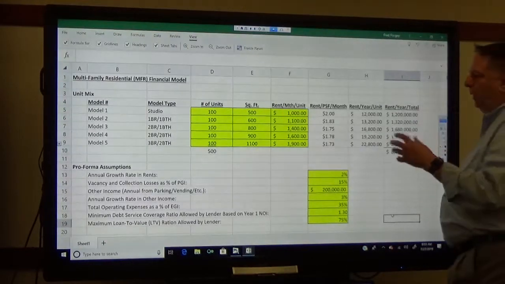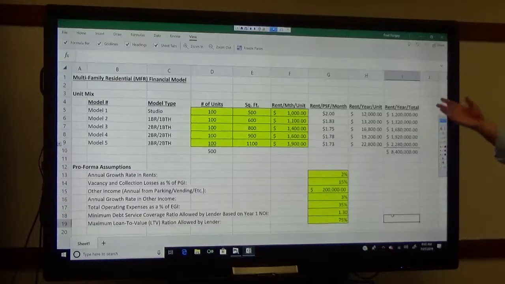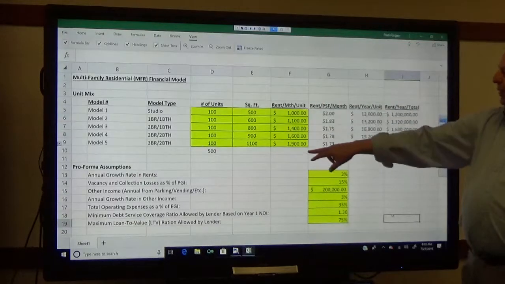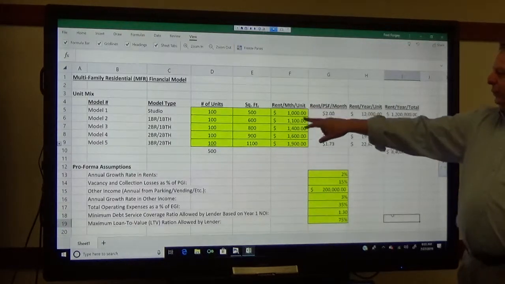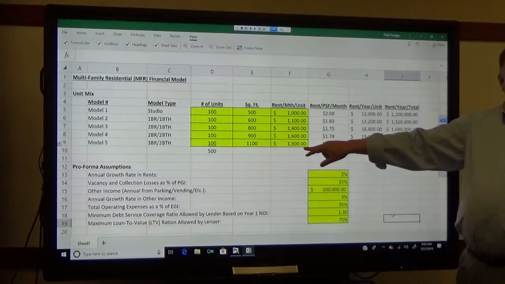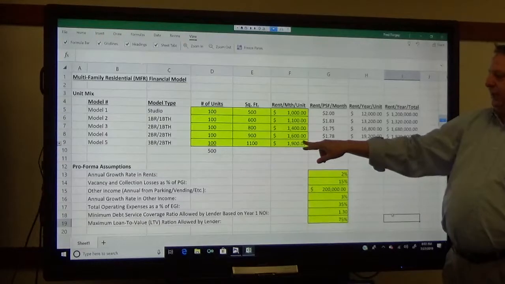But then more importantly, what is the mix of the units? How many of each do we have? What is the square footage of each of those? And then ultimately, what would be the rent per month per unit, okay? Everybody understand that? Pretty straightforward. Okay, so those are the 3 inputs that you've got to have.